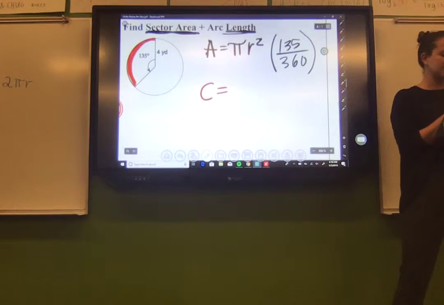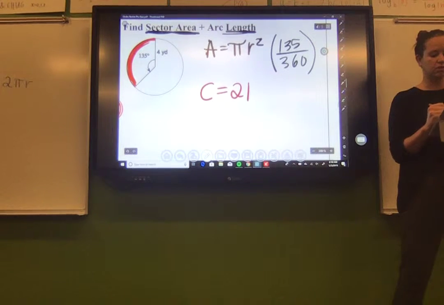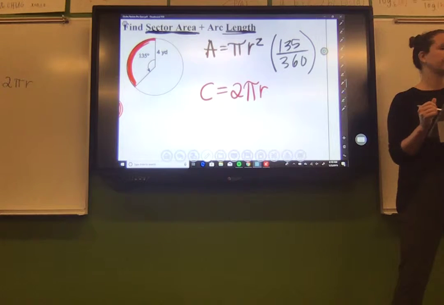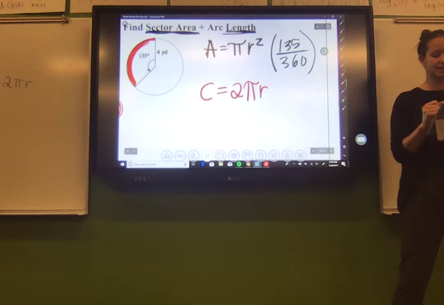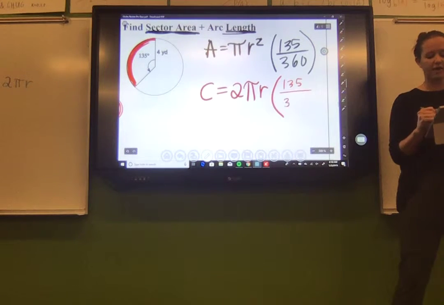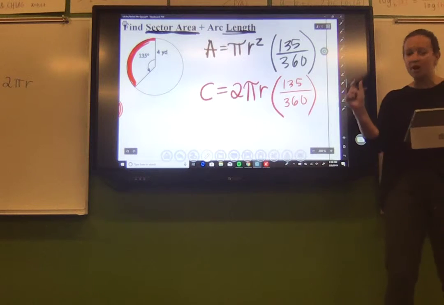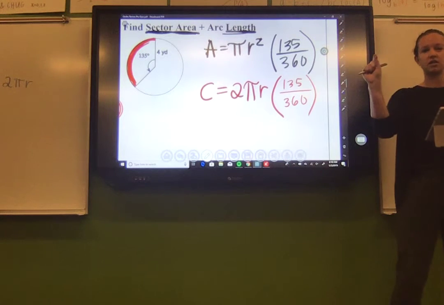Okay, so for length, since you're doing the outside, you're going to use the circumference equation, which is 2 pi r. Is that it? No, that would give me the entire circumference. What do I have to times this by? 135 over 360. Yep, same thing. I just want the piece. So you need to times it by 135 over 360, so you just get that one piece of the circumference that you want.